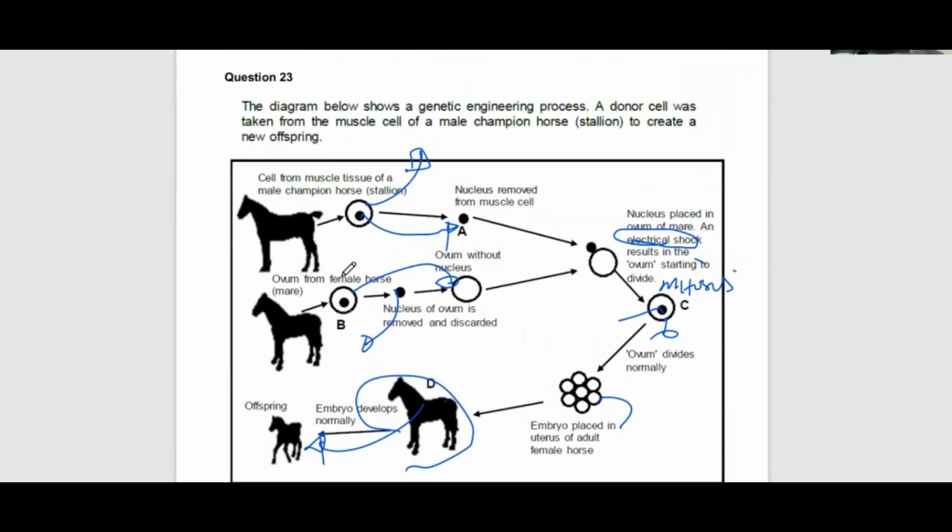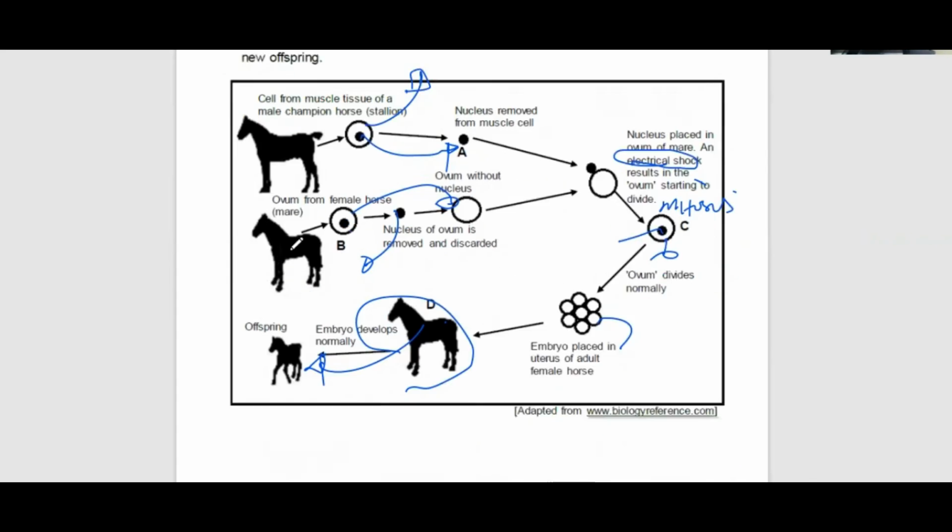It is because it contains the genetic material for the donor horse. Meaning that we want the characteristics of the donor horse. Therefore, we kept the nucleus because it contains the genetic information or genetic material, that is the DNA. All right.